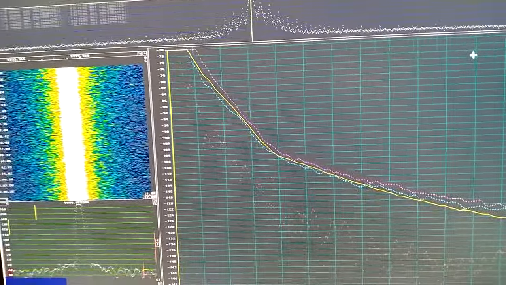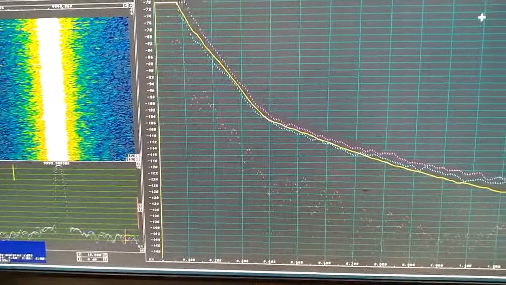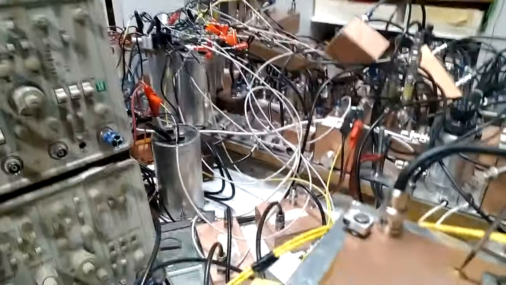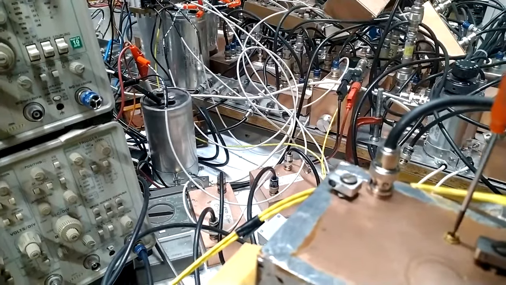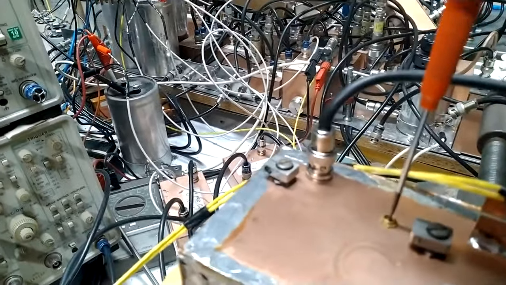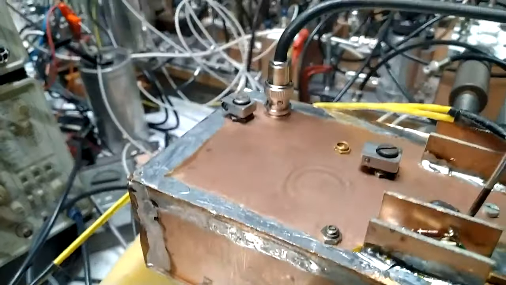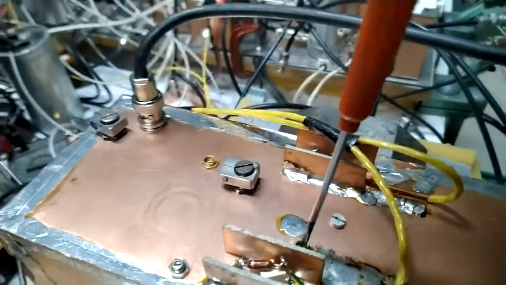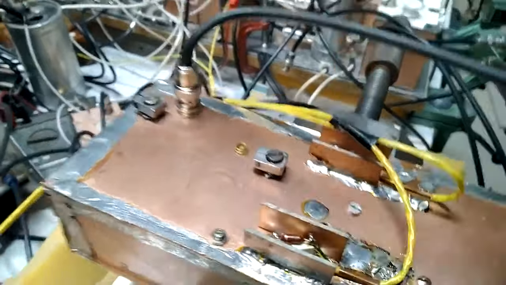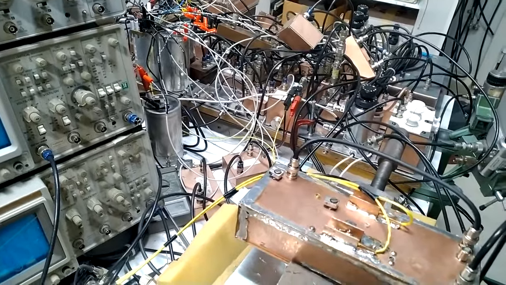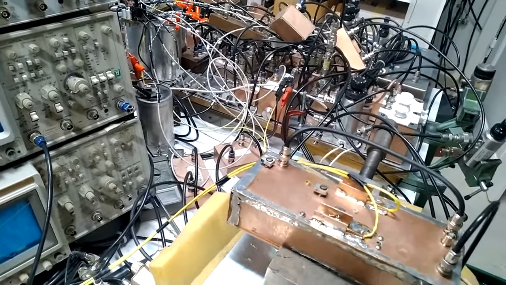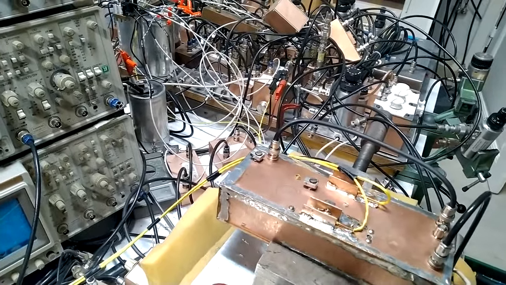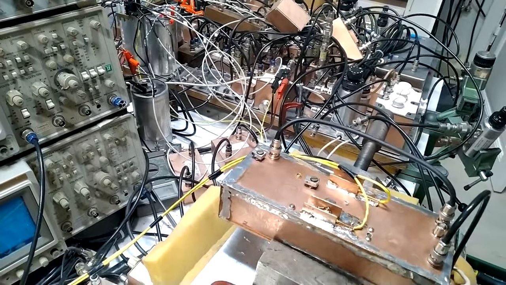The only change since the previous measurement is that I tried to adjust these capacitors by turning back and forth several times like this, and the same with this one, because I thought the degradation was because of some contact resistance in those capacitors. Now I did the same again, and I will see whether that changes the situation.